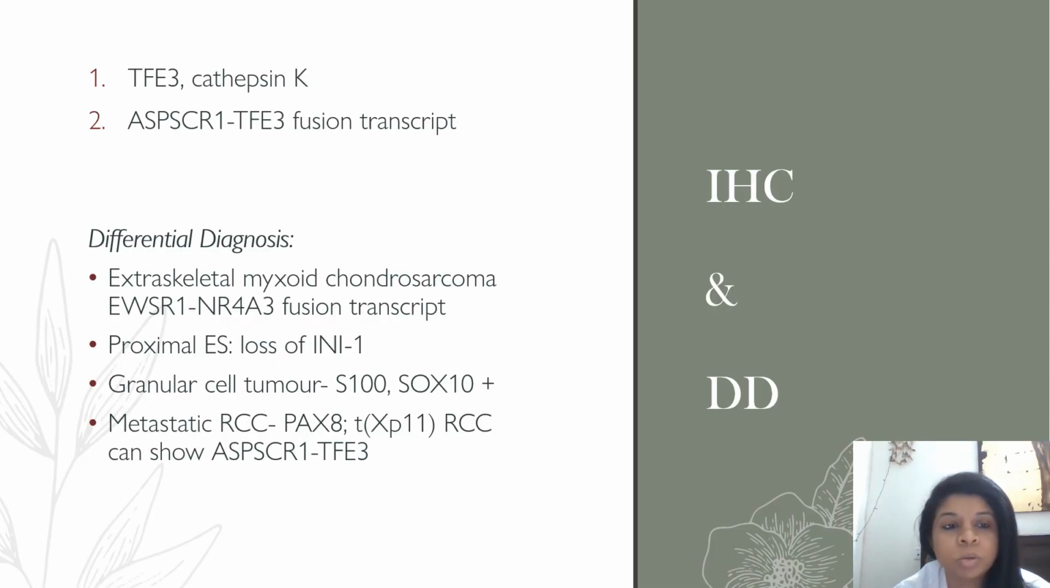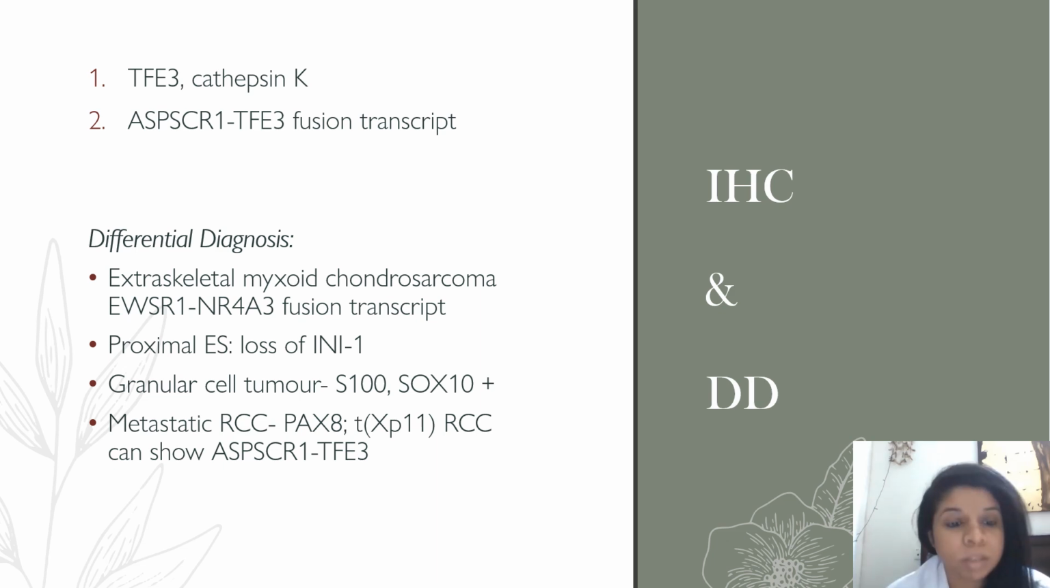They show TFE3 and cathepsin K positivity in IHC, and as I said, the specific fusion transcript will be positive. The DDs are extraskeletal myxoid chondrosarcoma, which can look like this with its myxoid areas, but those tumors show the EWSR1-NR4A3 fusion transcript. Proximal type epithelioid sarcoma, as I said before, shows loss of INI1. Other DDs include granular cell tumor, which can show S100 and SOX10 positivity.